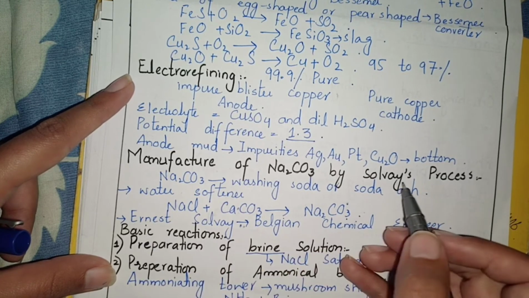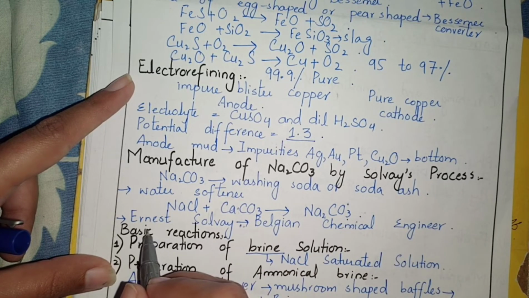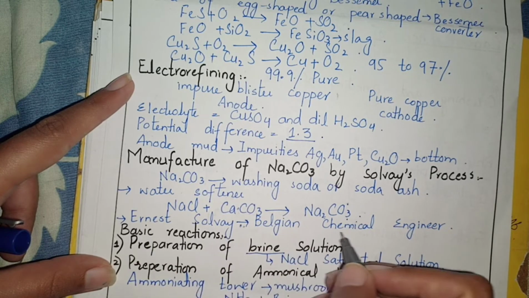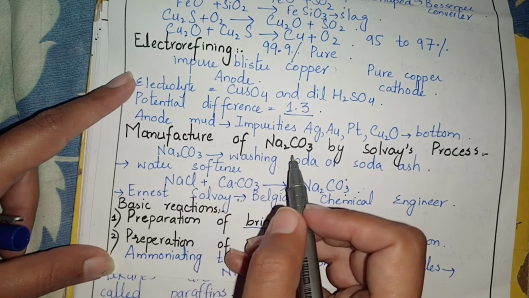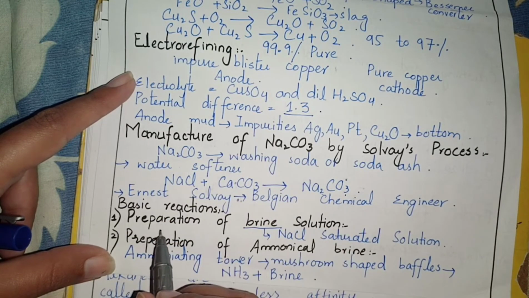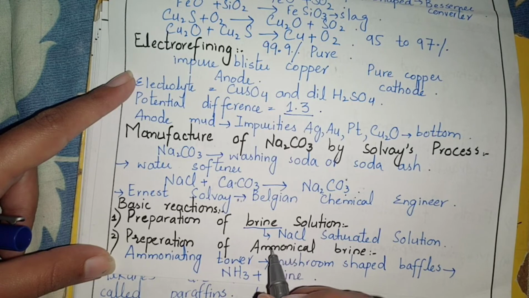Why is it called the Solvay process? Because it was manufactured by Ernest Solvay, a Belgian chemical engineer. Now the basic reactions in the manufacture of sodium carbonate, the first one is preparation of brine solution, which means NaCl saturated solution.